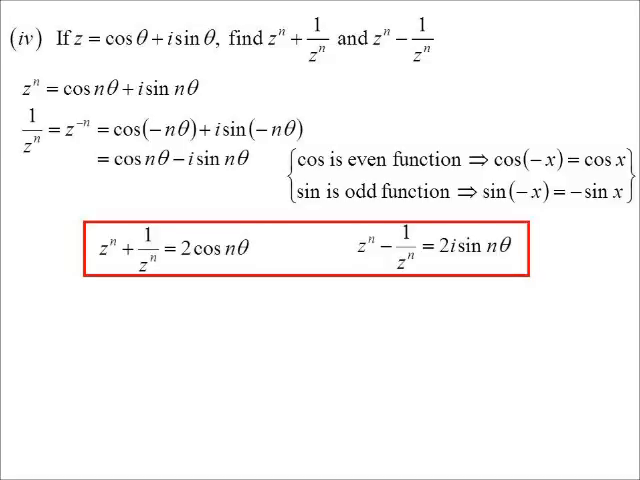So if we add them, the sines cancel, and I get 2 lots of cos n theta. And if I subtract them, now the cosines cancel, and I get 2i sine n theta. So as I say, those results you can quote and use, unless of course they're asking you to prove them in the question itself.